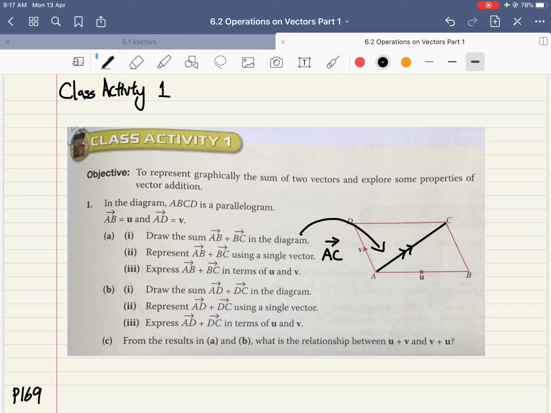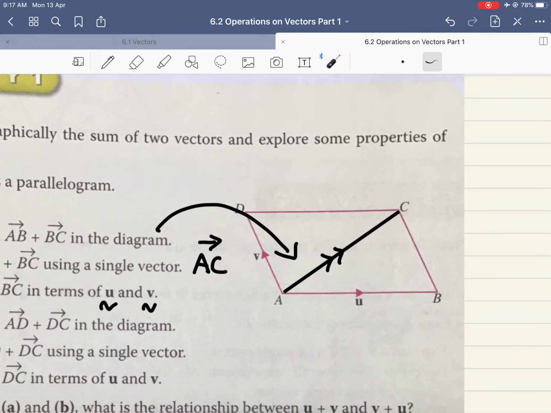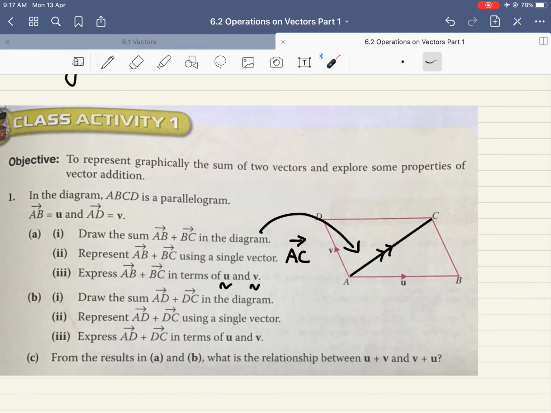Now, they say that they want to express AB plus BC in terms of vector U plus vector V. Vector U is simple enough. There's vector U here. But how about BC? You notice we don't have BC. It's not written. But notice that BC is actually the same vector as AD. B to C, magnitude same, direction going upwards. If AD is vector V, BC will also be vector V. Hence, AB plus BC can be rewritten as vector U plus vector V.